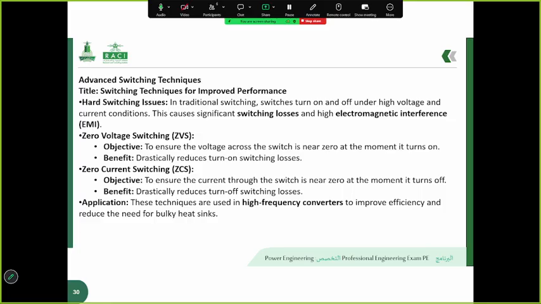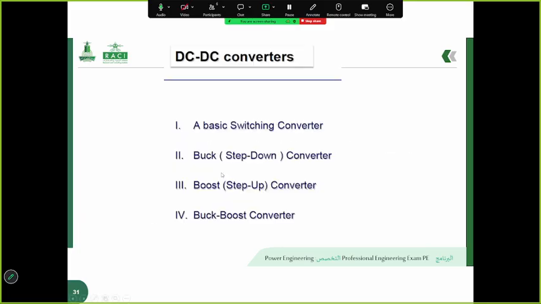Both ZVS and ZCS are critical for improving the efficiency of converters, especially in high frequency applications where switching losses would otherwise dominate. By minimizing these losses, soft switching techniques enable smaller and lighter power converters with higher efficiency and lower EMI, which is essential for modern applications like data centers, renewable energy systems, and electric vehicles.